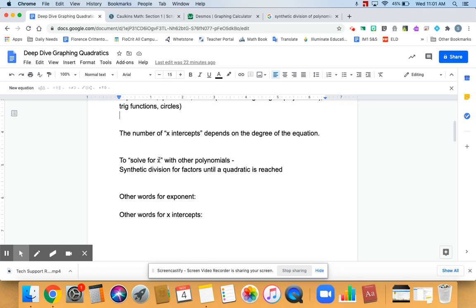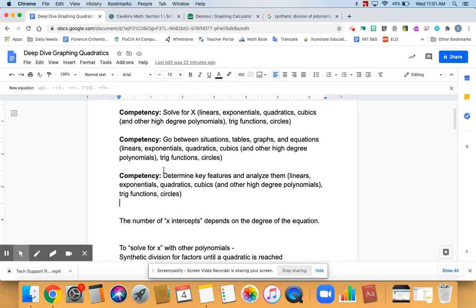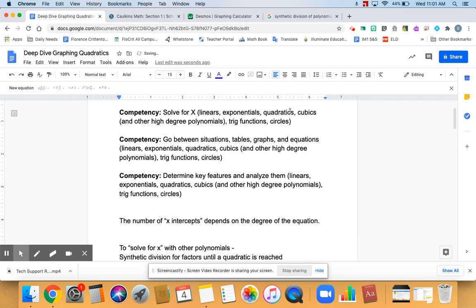So first of all, one of the important things to know about any of them, like if you're solving for x or if you're trying to get the x-intercept for the key feature one, the number of x-intercepts, how many there are, always depends on the degree of the equation. So degree is just a different word for exponent. So what this means is whatever the biggest exponent is is how many x-intercepts there are.